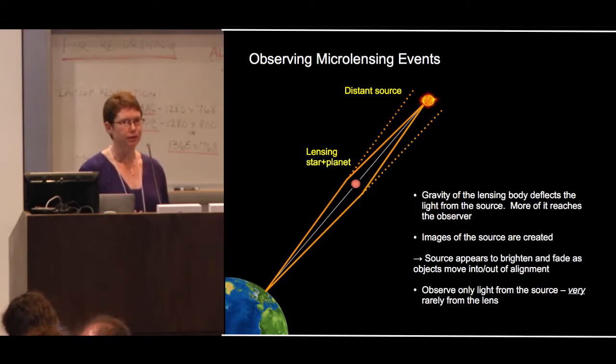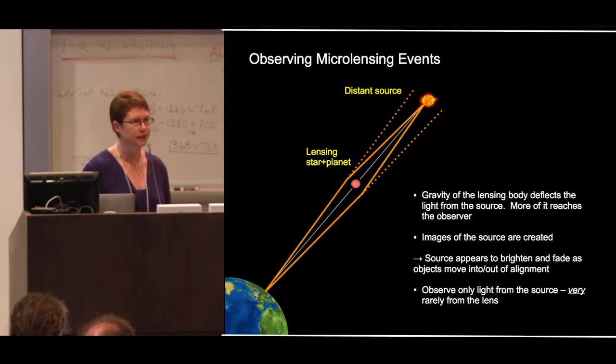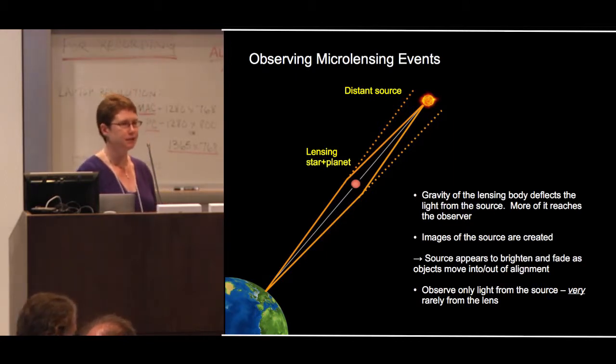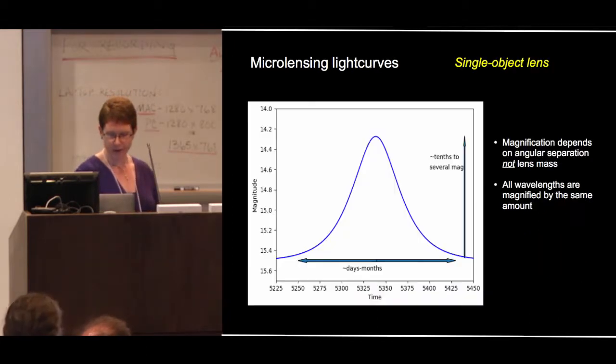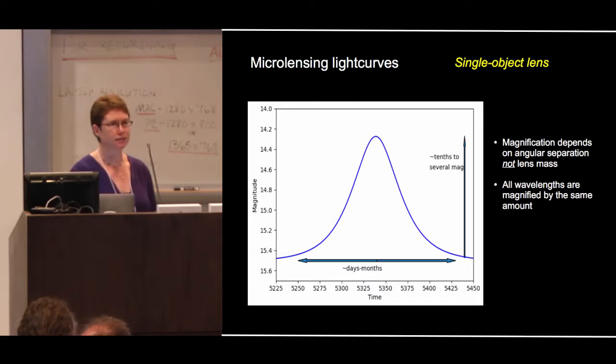But it's important to realize that we only ever get light from the source. We almost never observe light from the lens. And in this respect, it's unique among exoplanet detection techniques in that we don't directly get EM radiation from anything in the planetary system. And so we don't actually resolve the individual images.